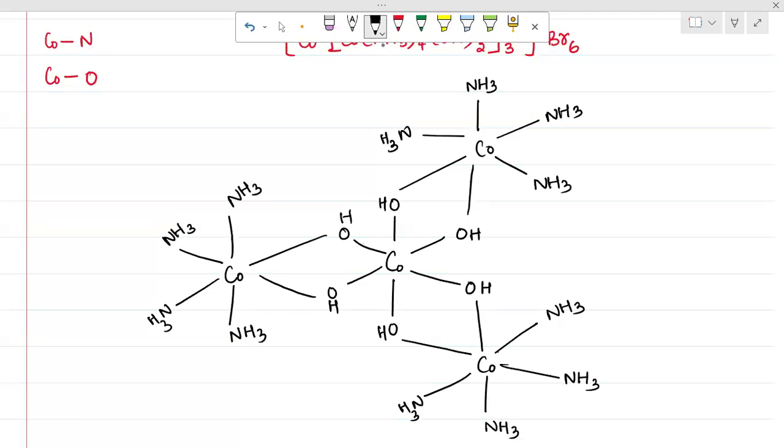So if you can see how many cobalt oxygen bonds are there, 6 from the center, 2 from each of the periphery cobalt. So a total of 6 plus 6, 12 cobalt oxygen bonds, and each cobalt is bound to 4 ammonias, and there are 3 cobalts like that. That is 3 into 4, that is also 12. So 12 each.